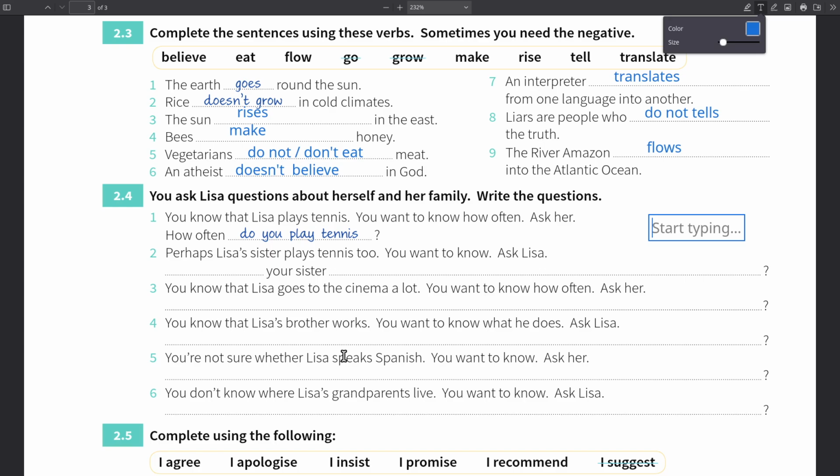Now, you know that Lisa plays tennis. You want to know how often she plays. So ask her. In this case, how often do you play tennis? That's a way we can ask. We're talking about frequency. We're making a question to Lisa. You know that Lisa plays tennis, so you want to know how often.